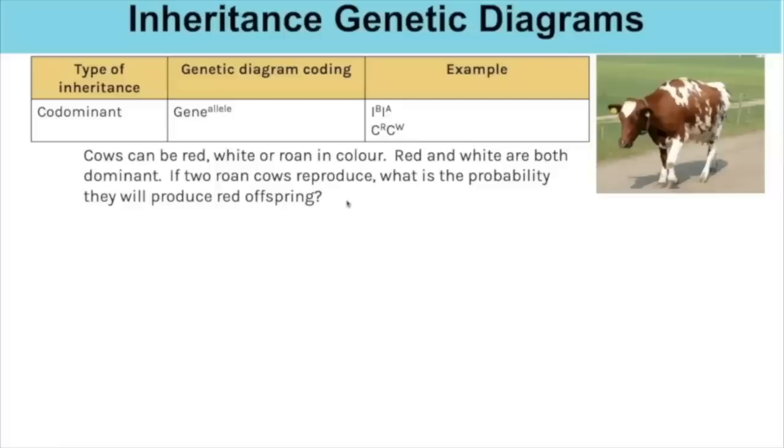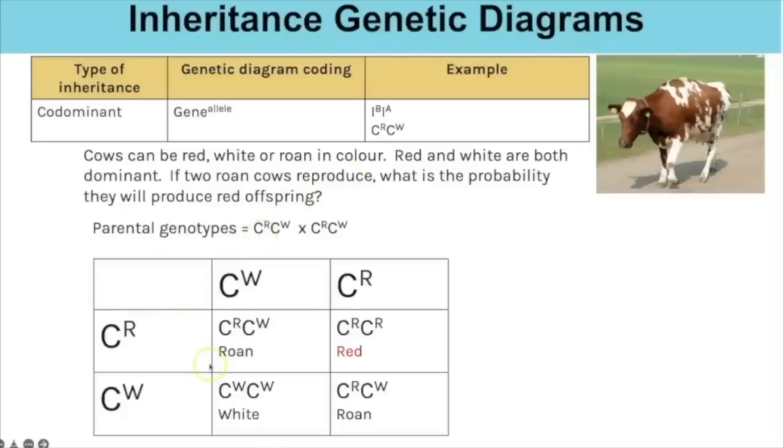Now if we have a look at a codominant example, cows can be red, white or roan in colour, and this is roan here where it's blotchy with both colours expressed. And in this example we have two roan cows reproducing, and they want to know what's the probability they'll produce red offspring. So two roan cows, because this is codominance, both the red and the white are dominant. That's how it's possible to get roan where they're both expressed. So here is how we'd represent it for the two parents. And then if we do our Punnett square, we can then see we'd have one roan, one red, actually a second roan down here, and one white. So that would mean we have 25% probability of getting a red cow from those parents.